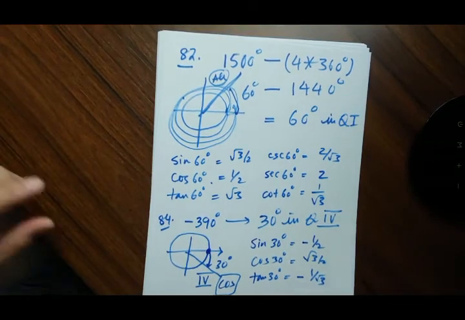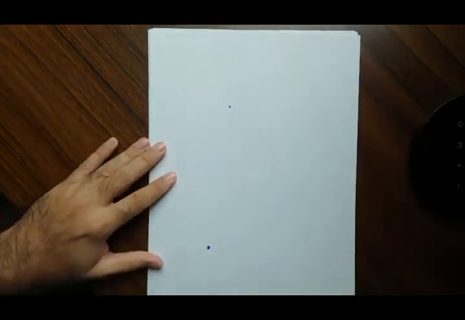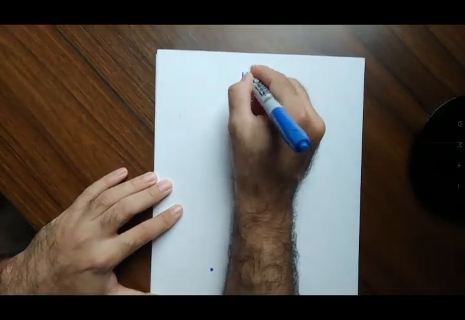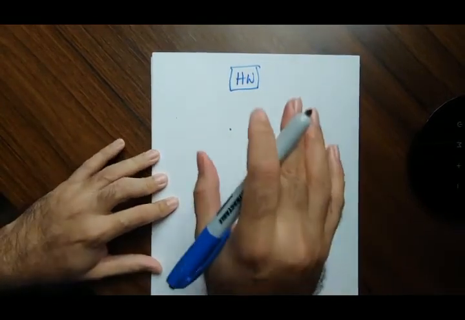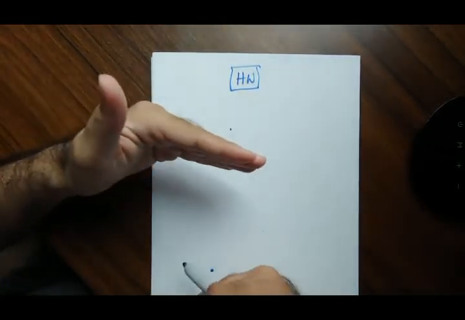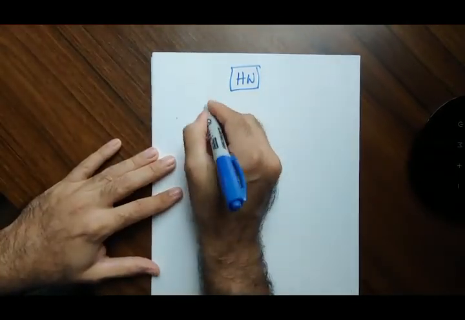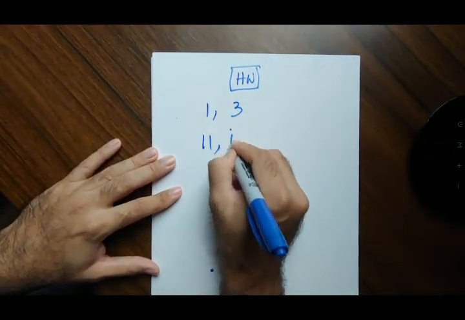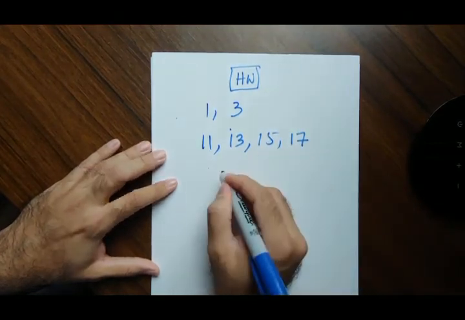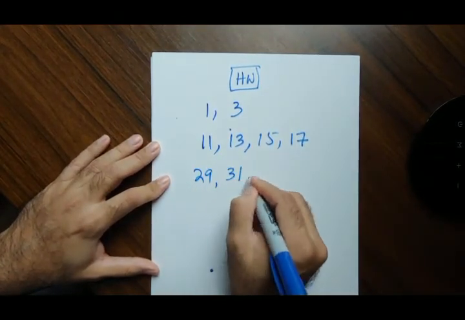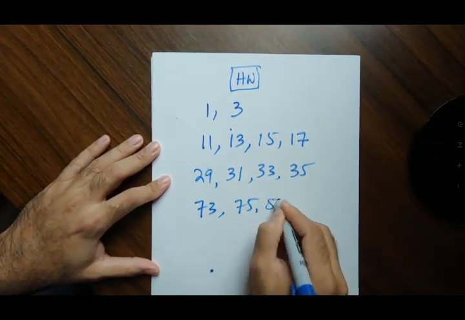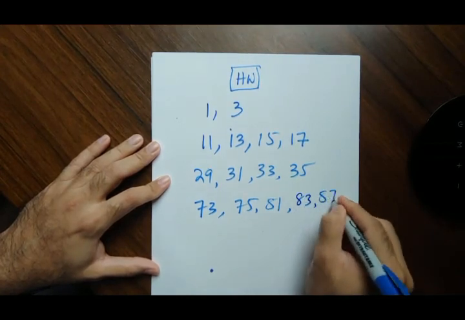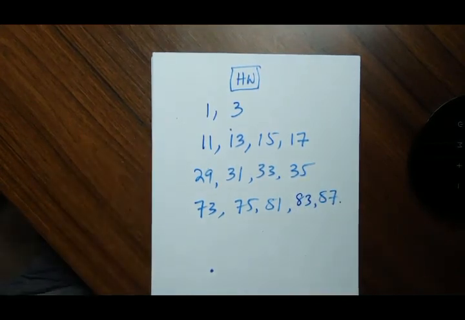Well, let's talk about the homework then. This is the part of the homework that you are responsible for, for the quiz coming up on Friday. So this is the homework for before the quiz. I'm going to add more of the 5.3 homework after the quiz. 1, 3, 11, 13, 15, 17, 29, 31, 33, 35, 73, 75, 81, 83, and 87. All right then.